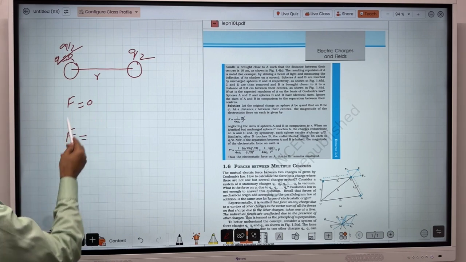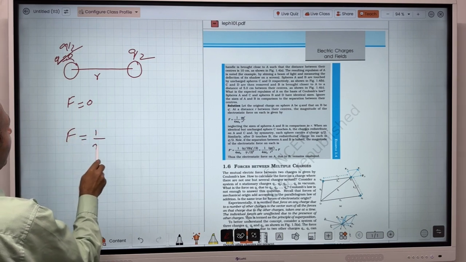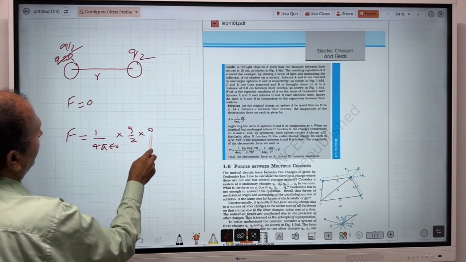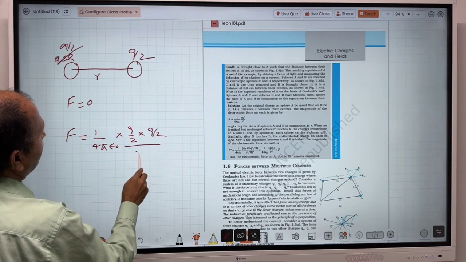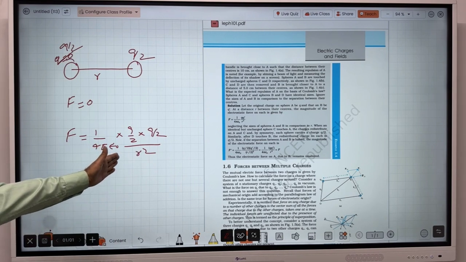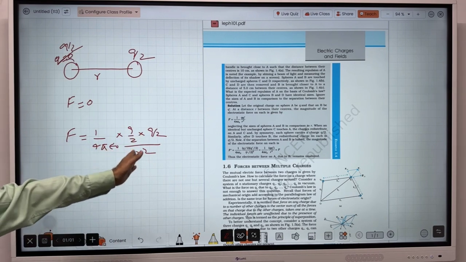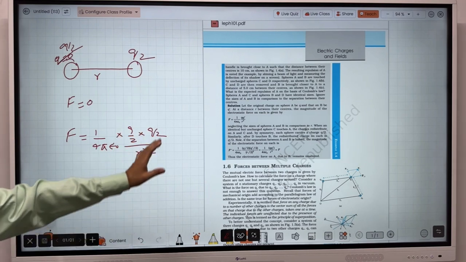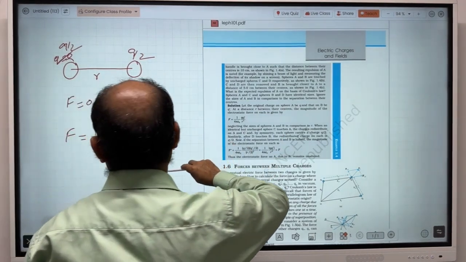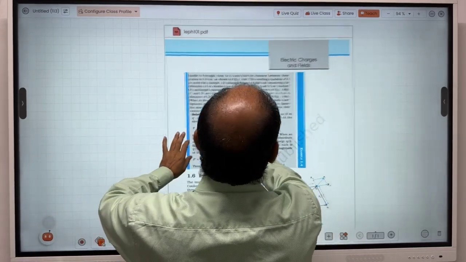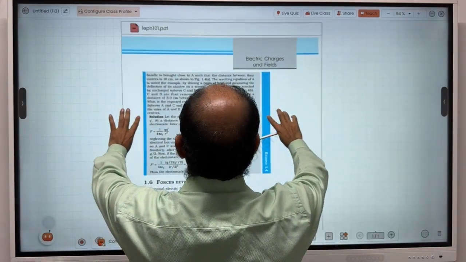In that case the force will be 1/(4πε₀) × (Q/2)(Q/2) divided by separation square. So this will be 1/4 times 1/(4πε₀) × Q1Q2 divided by R square, or Q square divided by R square. Such a type of situation is shown here in this question. Let's read the question. Let's find out if there is something else. So we will discuss.